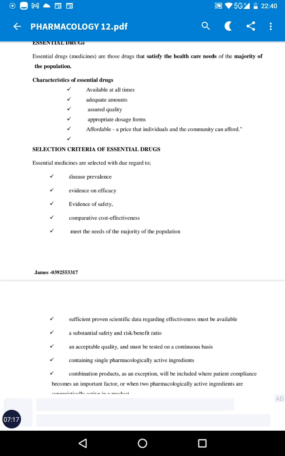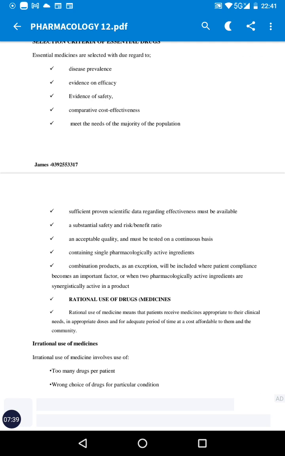The safety of that particular drug, how good is it when people use it, how effective could it be. Comparative cost effectiveness: the cost effectiveness looks at the affordability, and it must meet the needs of the majority of the population. That should be looked at within the criteria, I mean, the procedures under which certain drugs can be approved to be essential drugs.